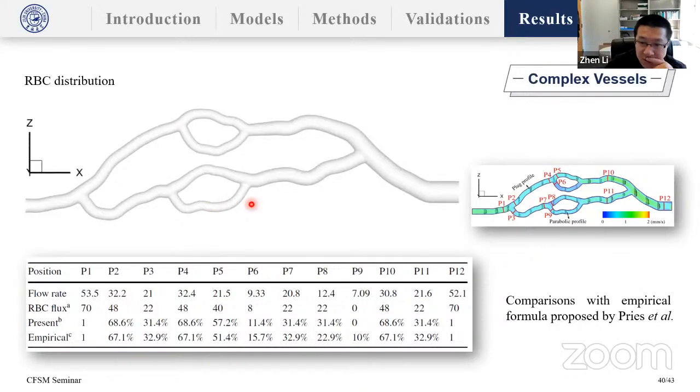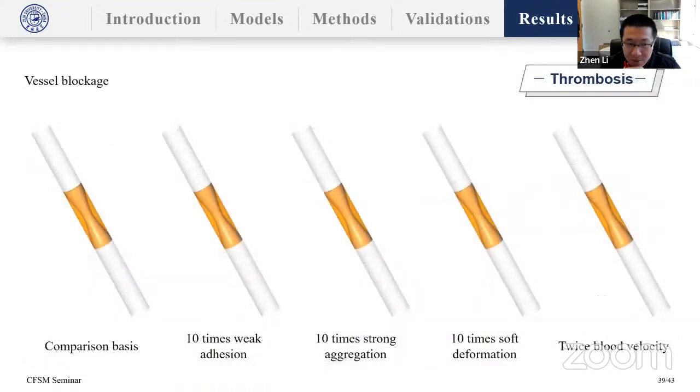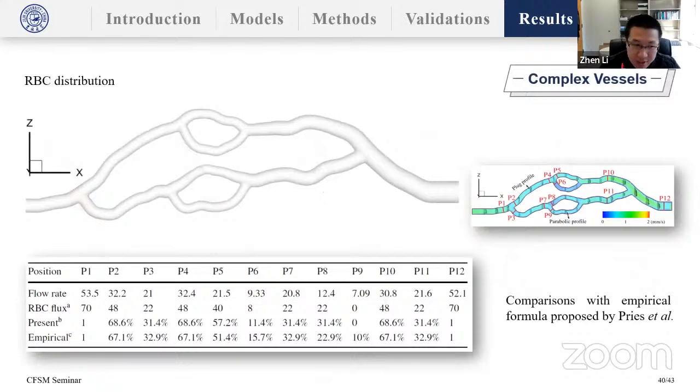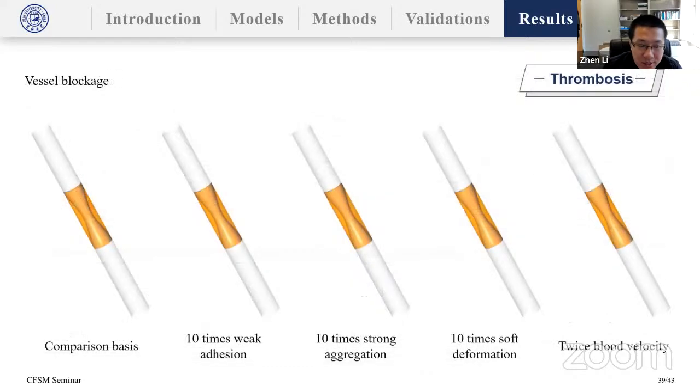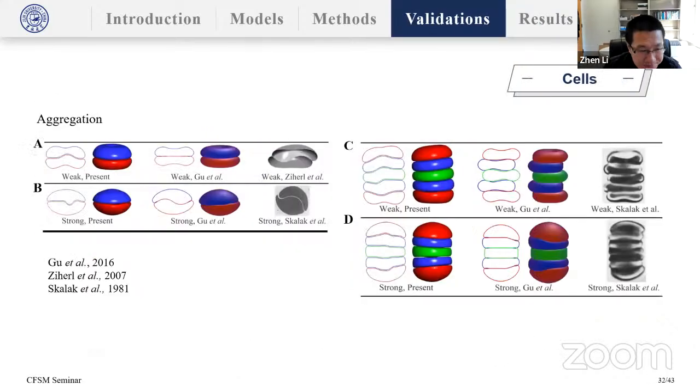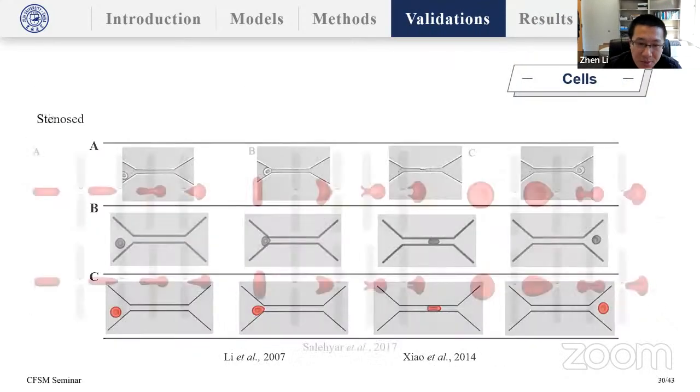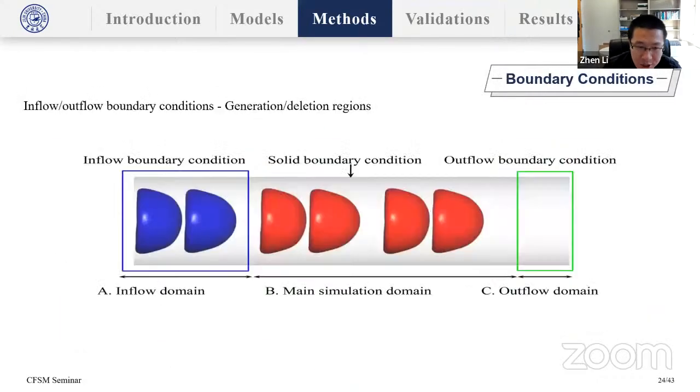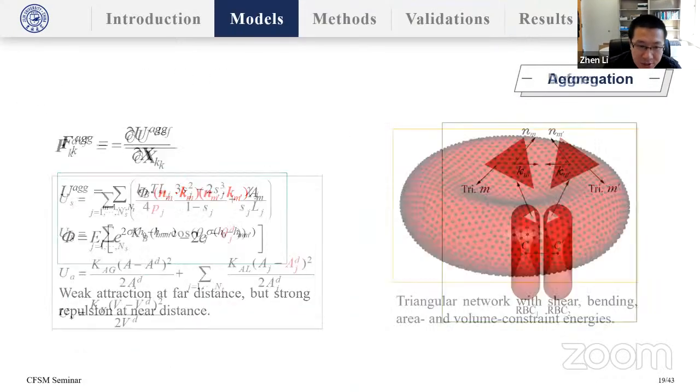Can I ask a question? Sure, go ahead. This is very good work, both from the model and the improvement in computation efficiency. I have a few questions. The first is about the model. When you consider the cell-cell interaction, you mentioned you use the Morse potential to generate the repulsion force and the attraction force.